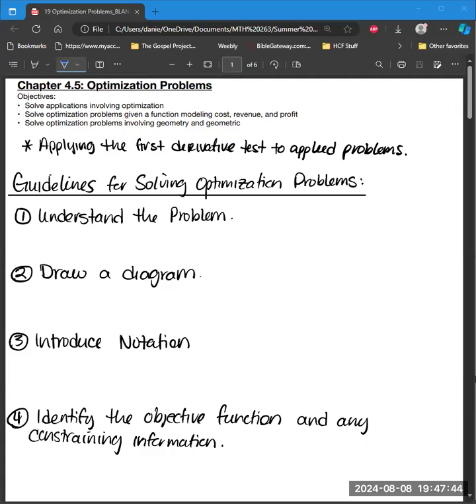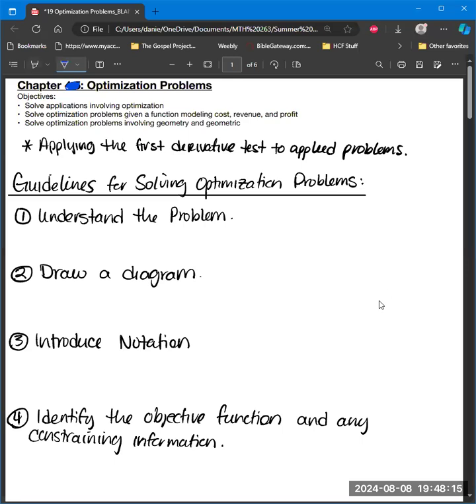In this video, we are going to look at optimization problems. They're from 4.5. No, they're from chapter 3 in the textbook. I don't know why this says 4.5. That must be from another textbook. So this is the end of chapter 3, maybe around 3.6, maybe 3.7, something like that.